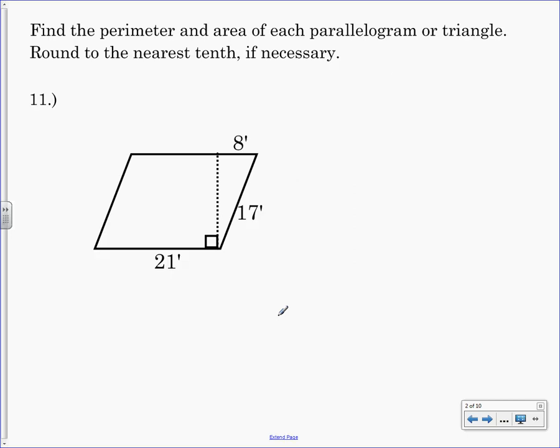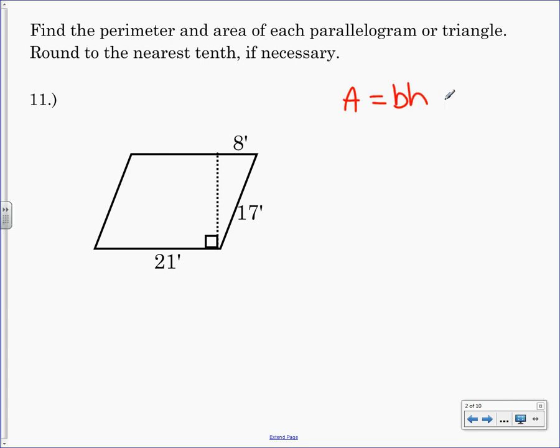Number 11, find the perimeter and area of each parallelogram or triangle. Round to the nearest tenth if necessary. So we're finding perimeter and area. Something you need to keep in mind is we don't round until the final answer. If you round one of those sides and then you use that rounded answer and then you round that answer, you're going to be off by a bit, okay? So don't round to the end. So on this one, let's do area first. What was the formula for area again of a parallelogram? Obviously that's parallelogram. Base times height.